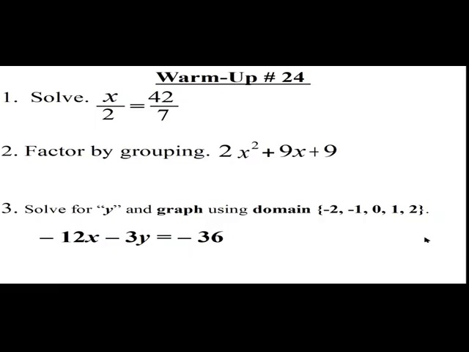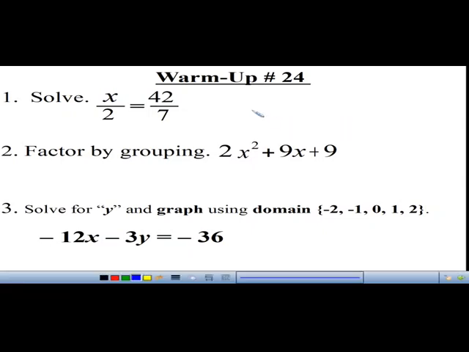All right, guys, so our warm-up number 24, it said number 1, solve x over 2 equals 42 over 7. Once you solve that, you should have gotten x equals 12. Hands if you got that. Okay, good. Number 2, it says factor by grouping.